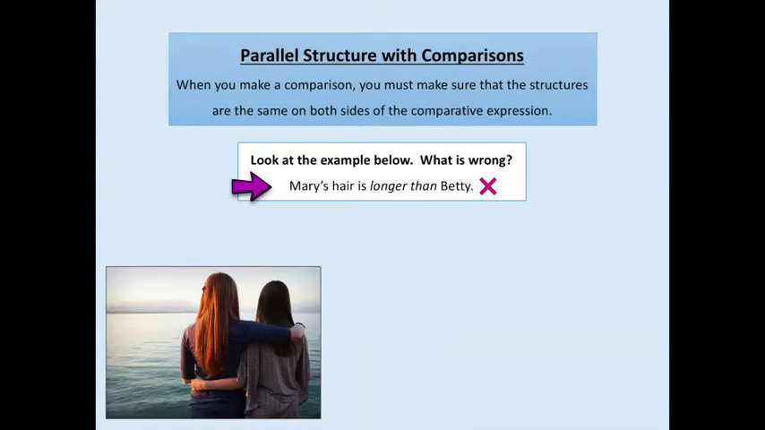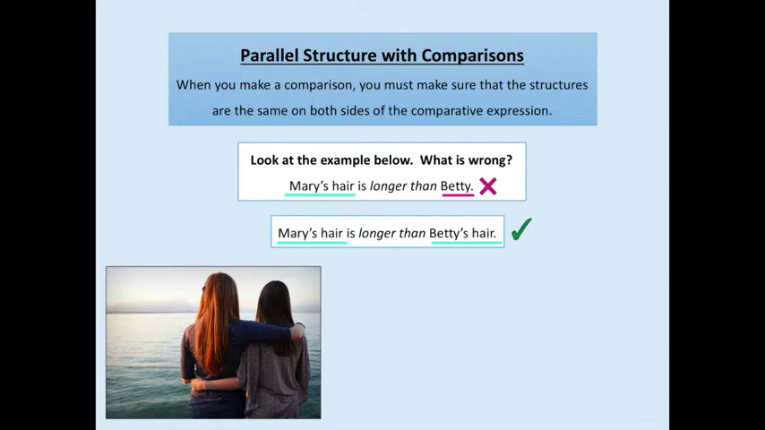Look at this sentence. What is wrong? Mary's hair is longer than Betty. This sentence does not have parallel structure. The two things being compared are Mary's hair and Betty. They are not the same grammatical structure. The sentence should be Mary's hair is longer than Betty's hair. Now, can you see how the two things being compared have the same grammatical structure?